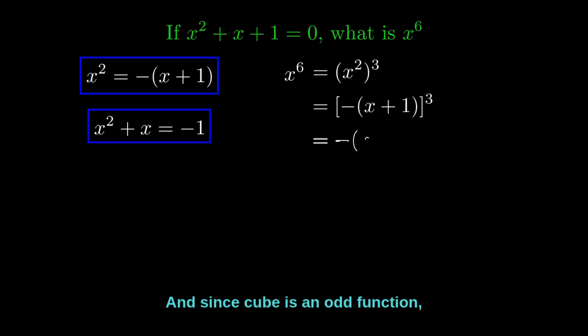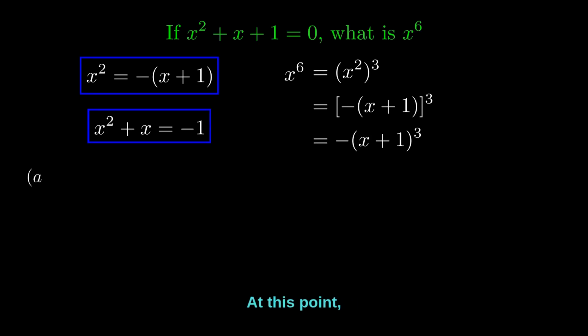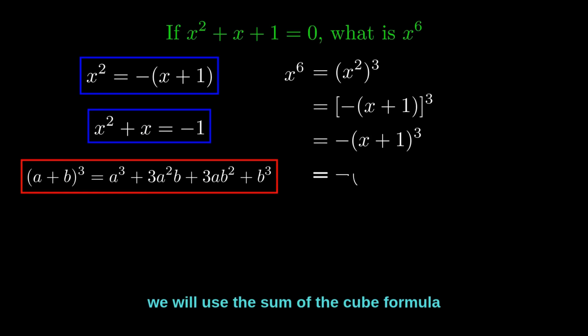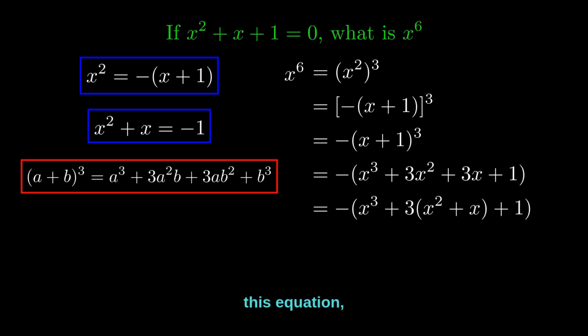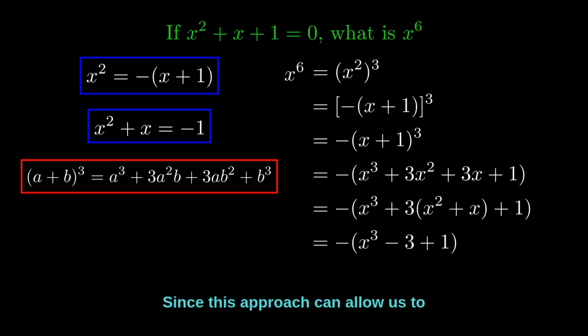And since cube is an odd function, we can rewrite minus (s plus 1) to the power of 3 as the opposite of (s plus 1) to the power of 3. At this point, we will use the sum of cubes formula to expand this cube, which will give us minus (s cubed plus 3s squared plus 3s plus 1). We see that the middle two terms can be rewritten as 3 times the sum of s squared plus s, since this approach allows us to simplify the middle term to minus 3.